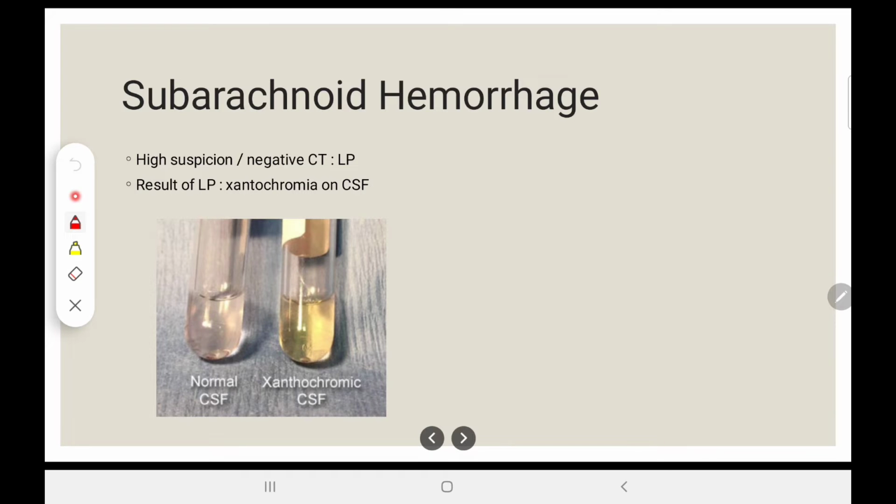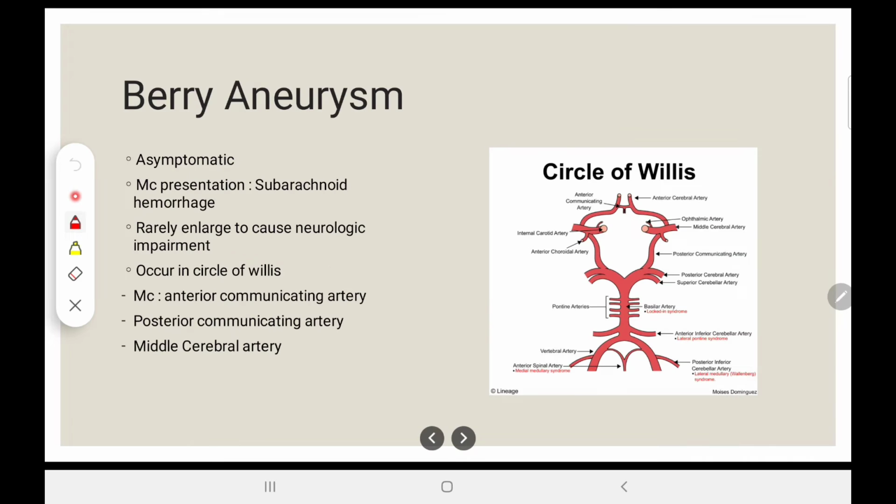Besides the non-contrast CT scan, if the result is negative and we still suspect that the patient has subarachnoid hemorrhage, we can use lumbar puncture. What is the result? The result is xanthochromia. What does xanthochromia look like? It looks yellow, like in this picture. Why is it yellow? Because of the breakdown of the red blood cells.